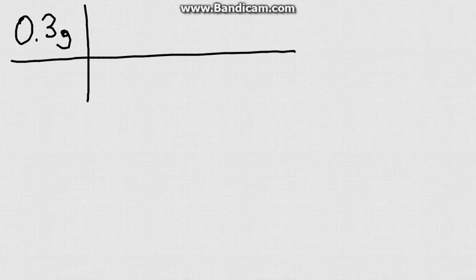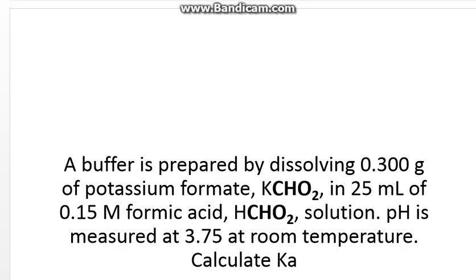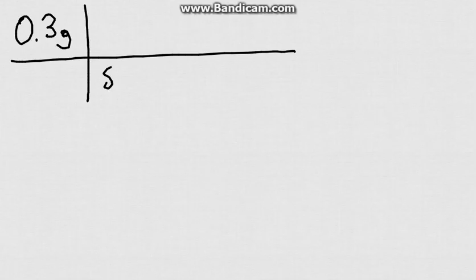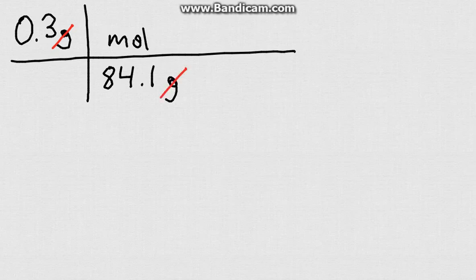Okay, so now the molecular weight for KCHO2, which was given in our problem right here, is about 84 grams per mole. And the reason we want grams on bottom is because we want these grams to be able to cancel out. So we've got 84 grams per mole, so those grams can then cancel out. And that will give us essentially our unit in moles. So that's telling us how many moles of this substance we have.